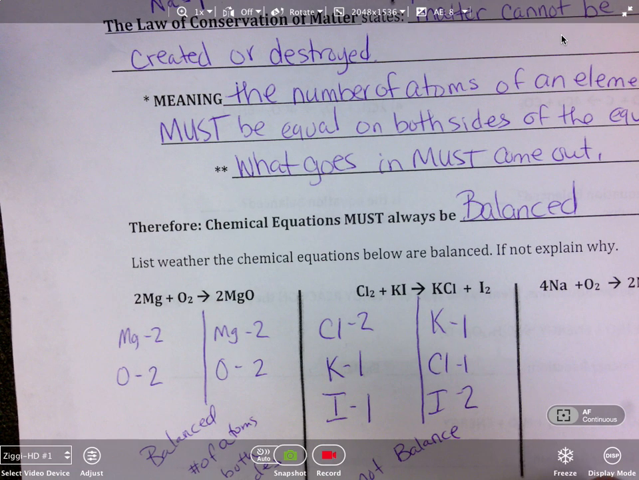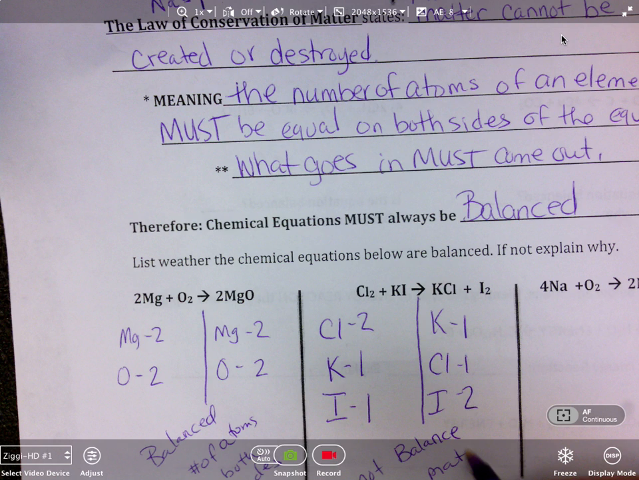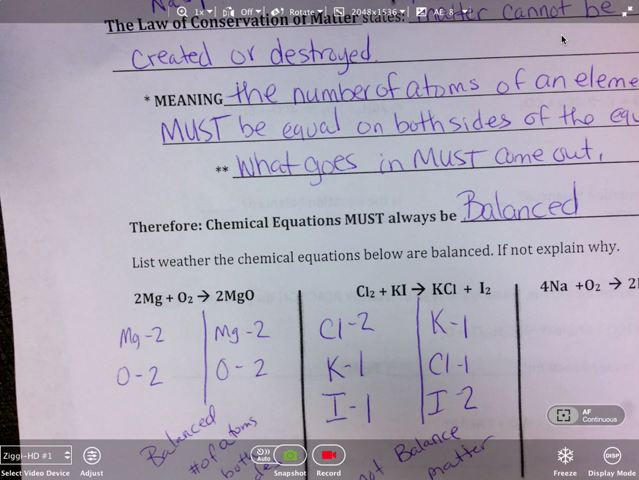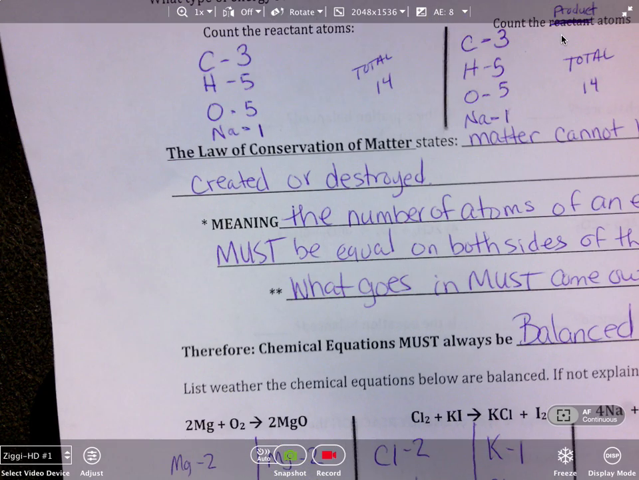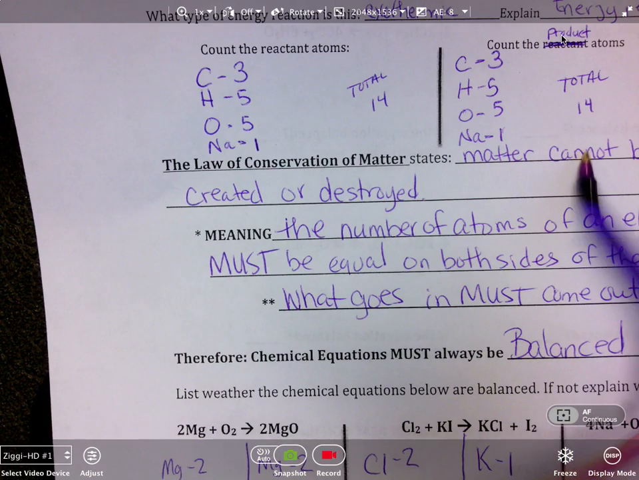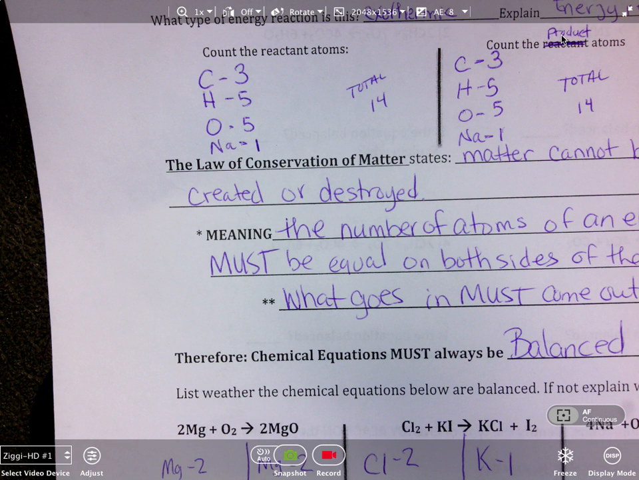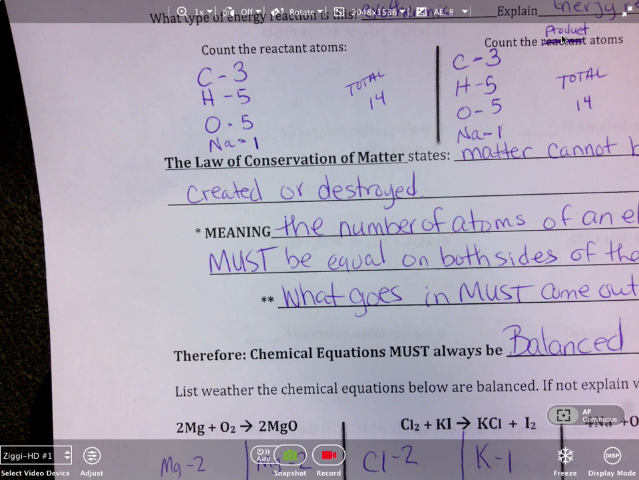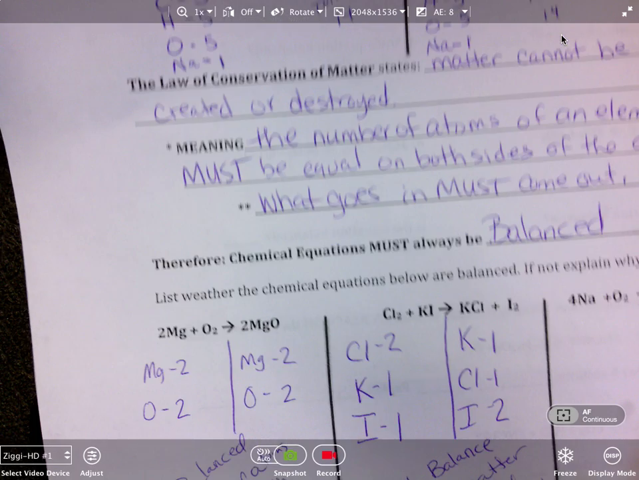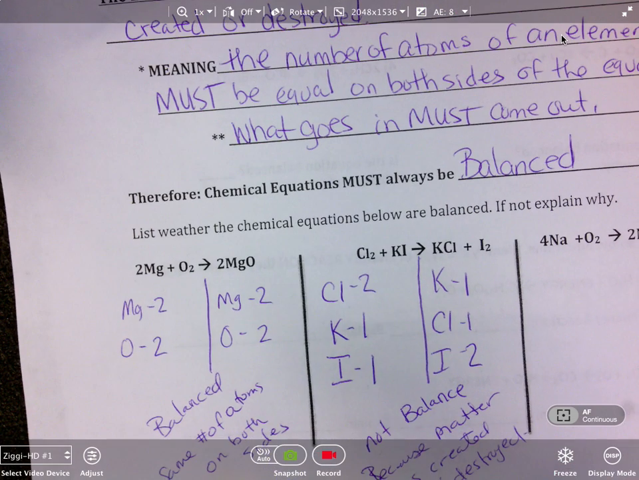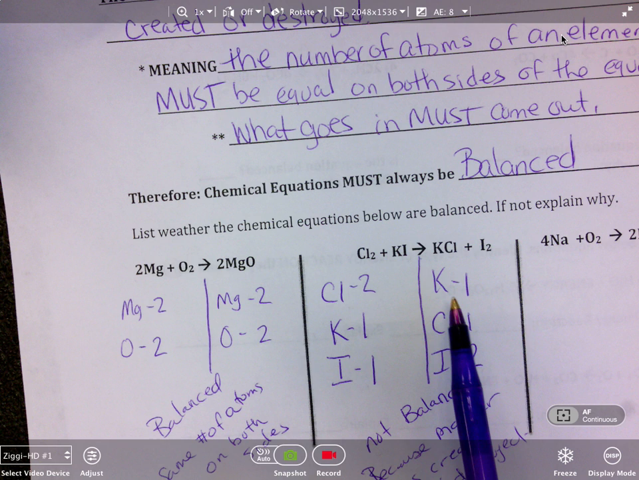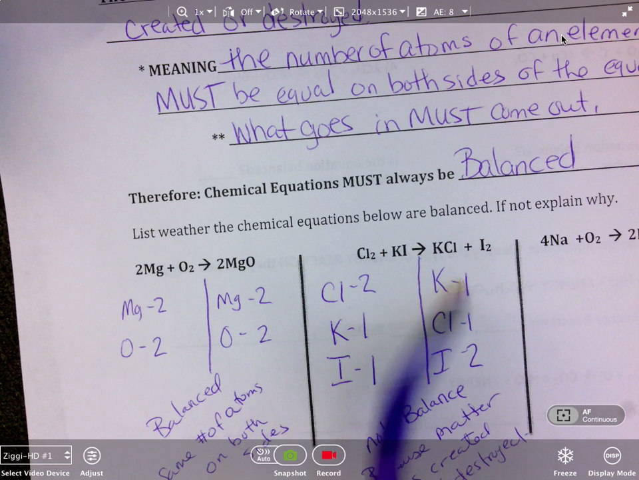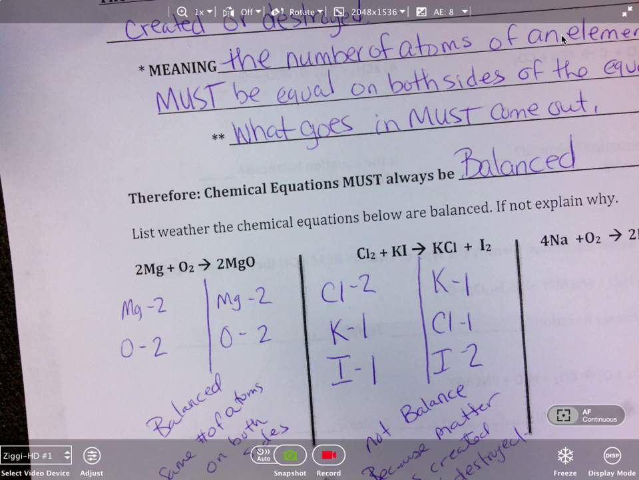Because matter was created and destroyed. And we learned in the law of conservation of matter, matter cannot be created or destroyed. It's not a balanced equation. And this is why when you're listing your elements, you need to list them in order. So if you have chlorine first here, over here you should put chlorine first so you can see: do those equal? Do those equal? Do those equal? All right.